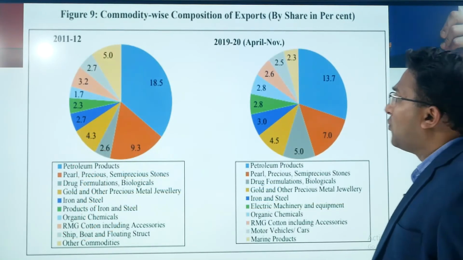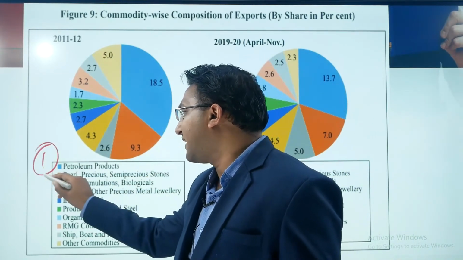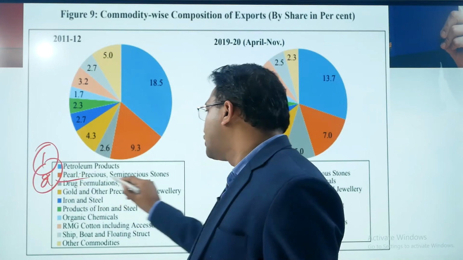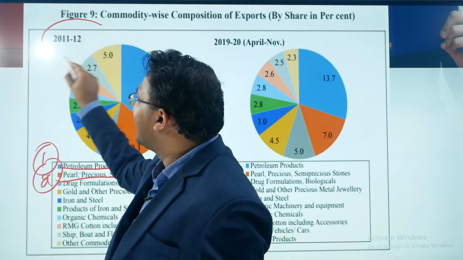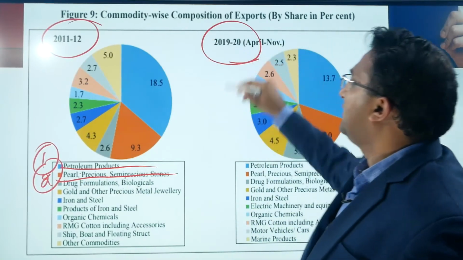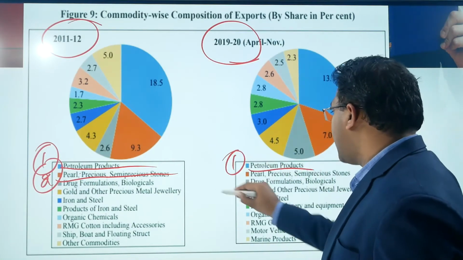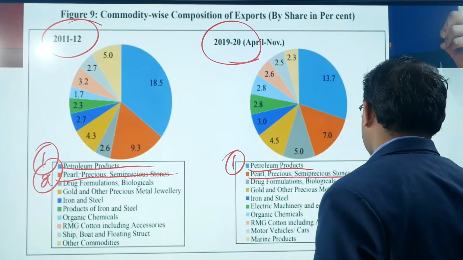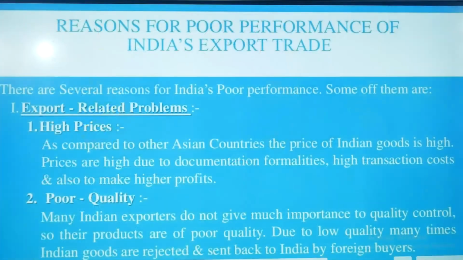Commodity-wise composition of export. So highest export belongs to the petroleum products, second highest belongs to the pearl, precious stone and semi-precious stones. So this is true both for 2011-12 and 2019-20. In both the cases, petroleum products is the highest export, and pearl, precious stone and semi-precious stone is the second highest item.